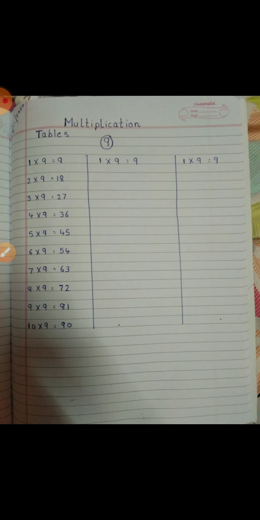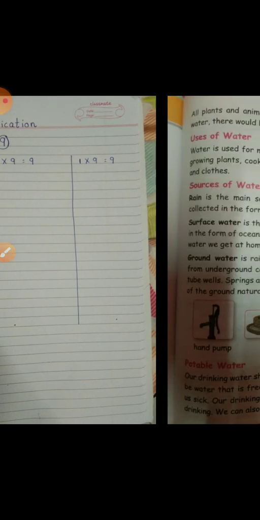So now once again, 1 nine is 9, 2 nines are 18, 3 nines are 27, 4 nines are 36, 5 nines are 45, 6 nines are 54, 7 nines are 63, 8 nines are 72, 9 nines are 81, and 10 nines are 90. So now the table of 10.